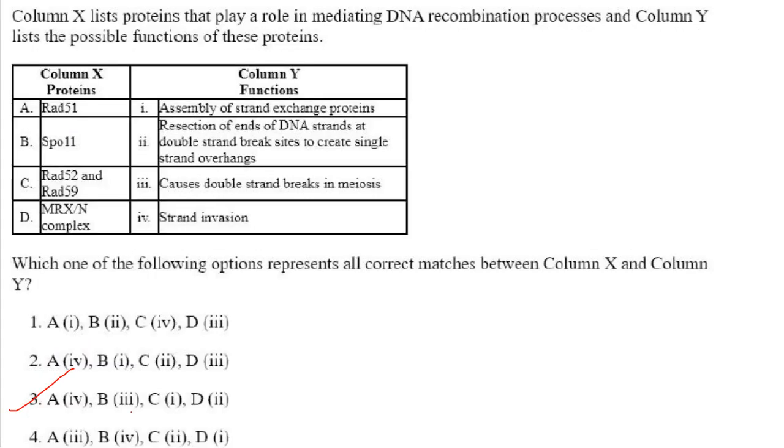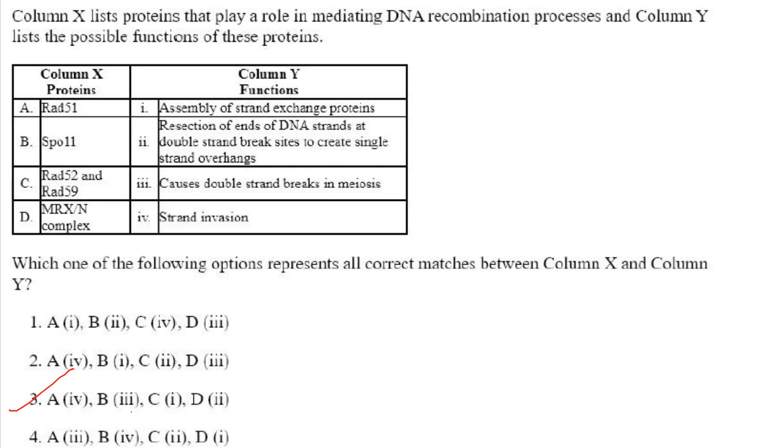Then next one, column X lists protein that play a role in mediating DNA recombination processes, and column Y lists the possible function of these proteins. Which of the following options represent all correct matches between column X and column Y?